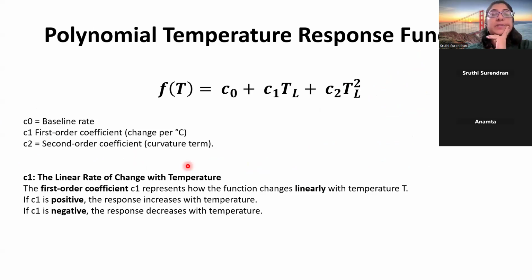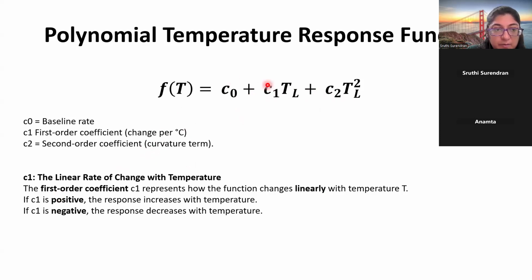Now, another temperature response function that is utilized in C3 photosynthesis is the polynomial temperature response function. The temperature response is expressed in terms of a polynomial equation. We know a polynomial equation in the form of A plus Bx plus Cx square, and here A, B, and C are represented by C0, C1, and C2. C0 is the baseline rate, C1 is the first order coefficient, and C2 is the second order coefficient.